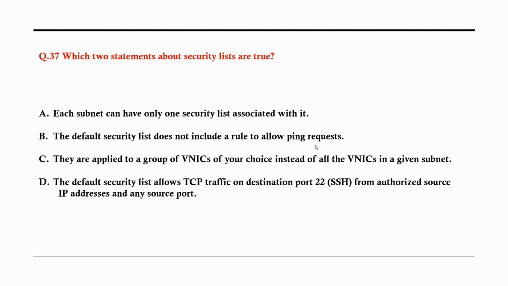Question 37. Which two statements about security lists are true? The correct answer is B. A default security list does not include a rule to allow a ping request. The second correct answer is D. The default security list allows TCP traffic on destination port 22 from authorized source IP addresses and any source port.